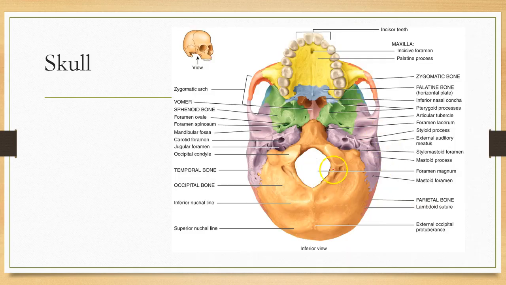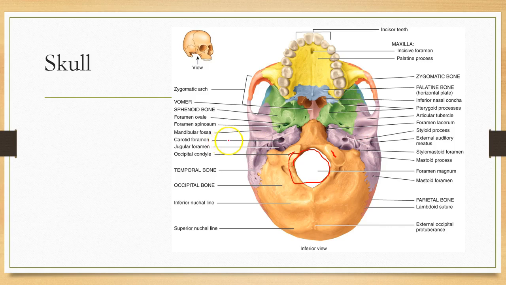From this view, the inferior view, we see that foramen magnum much better. Here we see some occipital condyles where we will see the first cervical vertebra articulating.